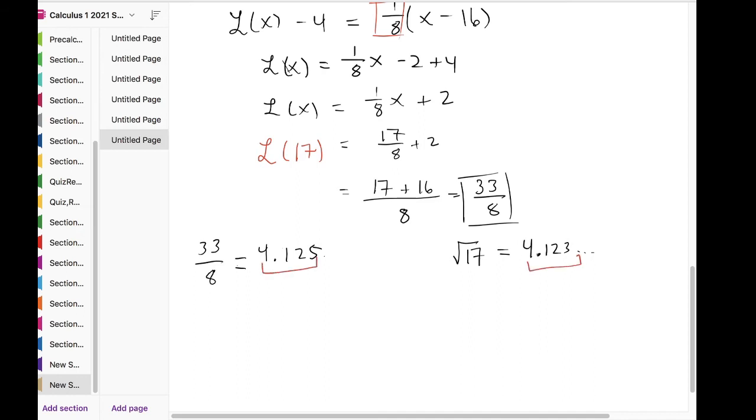So that really shows it, right? That the linear approximation at 17 is very close to the actual value of radical 17.